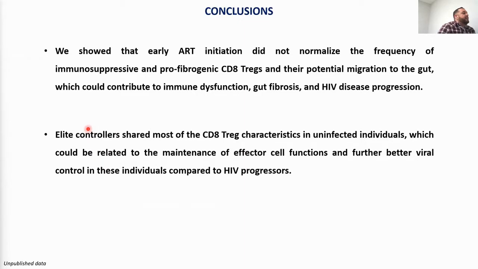We can conclude, or we showed, that early ART initiation did not normalize the frequency of immunosuppressive and pro-fibrogenic CD8 Tregs, and their potential migration to the gut, which could contribute to immune dysfunction, gut fibrosis, and HIV disease progression. On the other hand, elite controllers share most of the CD8 Treg characteristics of non-infected individuals, which could be related to the maintenance of effector cell functions and further better viral control in these individuals compared to HIV progressors.